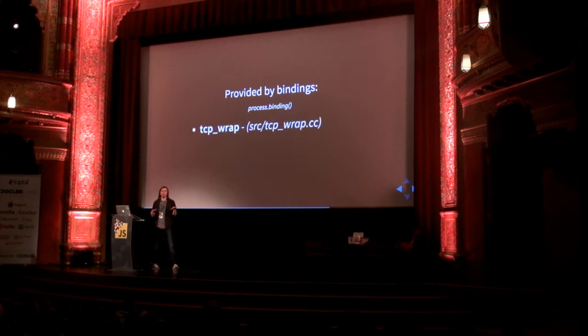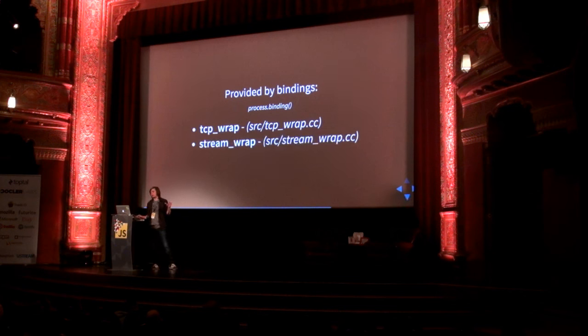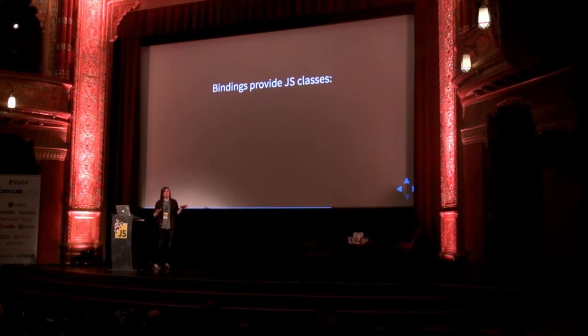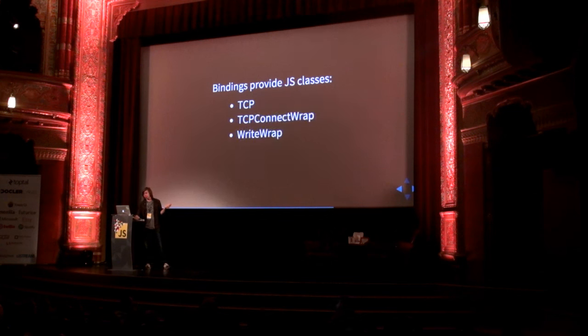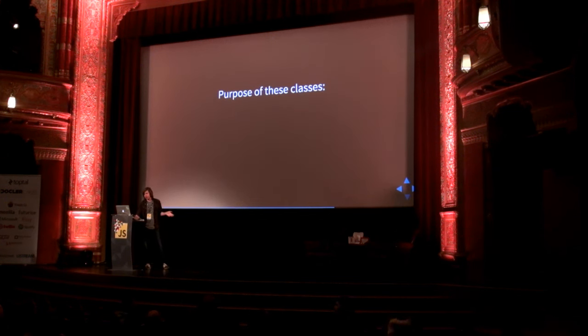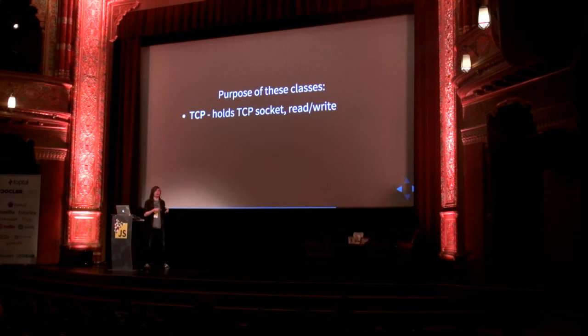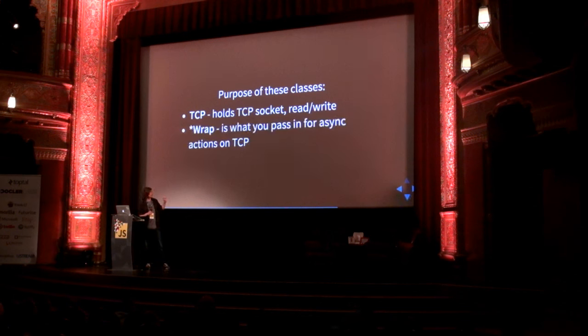And the bindings that we are interested in are tcp_wrap, which lives in src/tcp_wrap.cc, and stream_wrap. These bindings provide the following JavaScript classes: TCP, TCPConnectWrap, WriteWrap, and ShutdownWrap. The purpose of these classes is the following. TCP holds the socket itself, and it has methods to perform reads and writes on it. And a req is something that you pass in to the TCP instance when you want to do some asynchronous stuff. So it's kind of a request, I don't know.